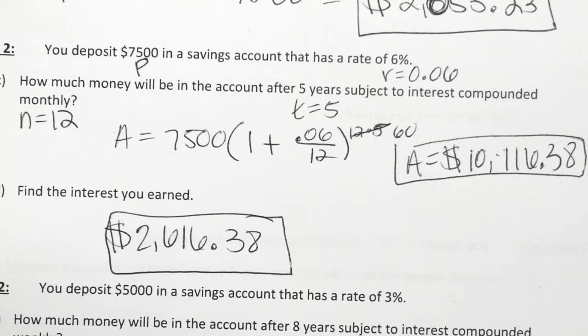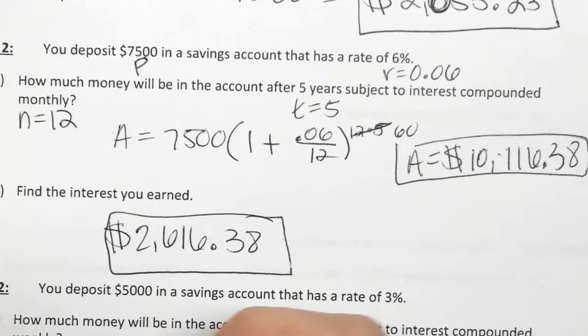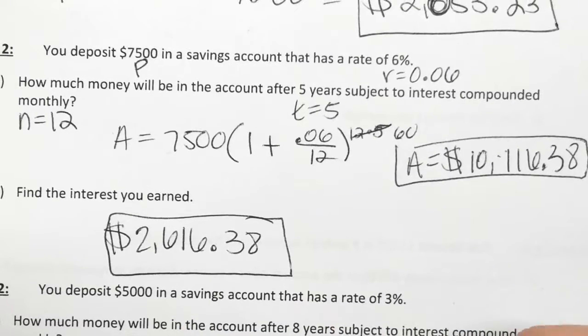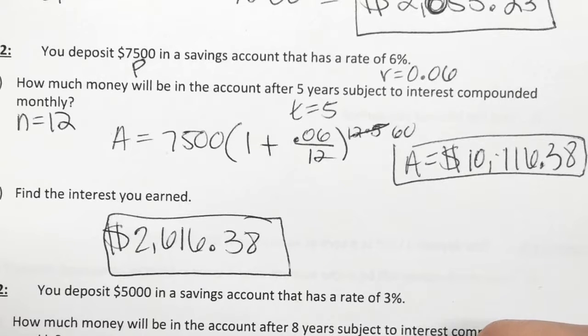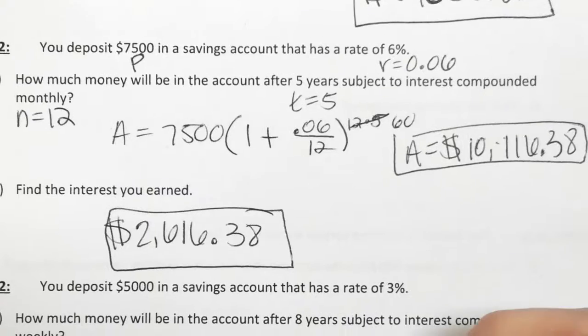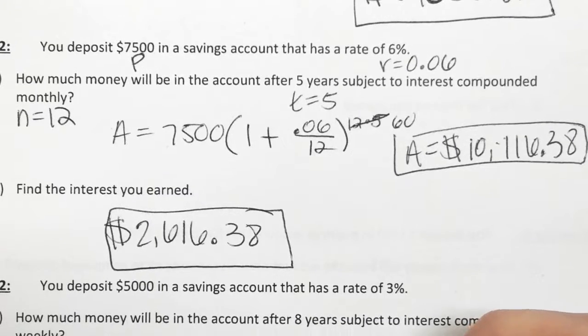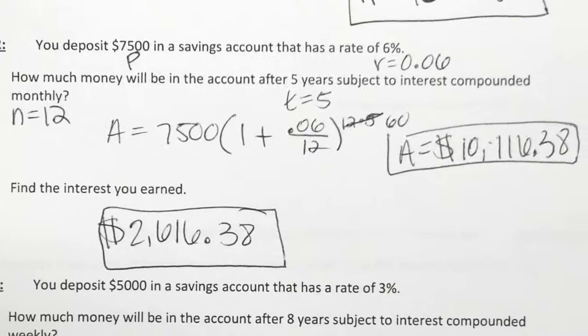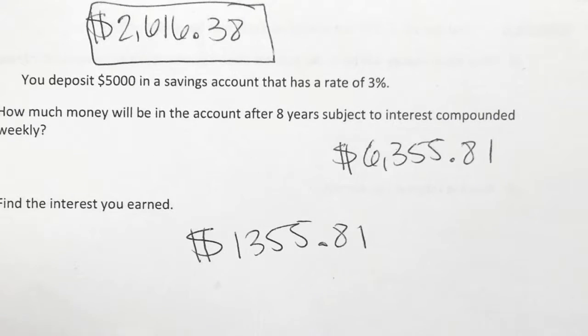You got it, Jairus? Okay, go ahead. 5,000 parentheses plus 1. Oh, I just want the final answer. I got 1,355.23. What's the final answer for part E? 6,385. Alright, and for F. Alright, y'all go ahead and finish working it out to make sure you can get this.